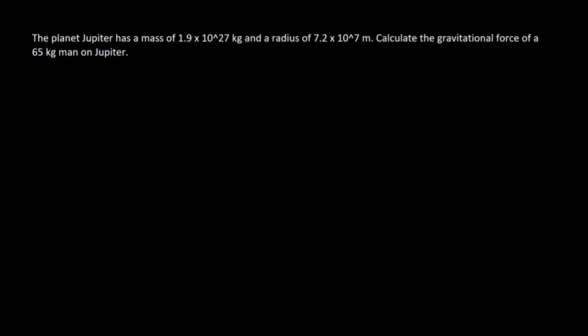The planet Jupiter has a mass of 1.9 times 10 to the 27 kilograms and a radius of 7.2 times 10 to the 7 meters. Calculate the gravitational force of a 65 kilogram man on Jupiter. This may seem like a difficult question, but in reality it's not that hard. All we have to do is plug in the mass and the radius to find the gravitational field of Jupiter, and then multiply the gravitational field by the mass of the man, which is 65 kilograms, which should give us his gravitational force.